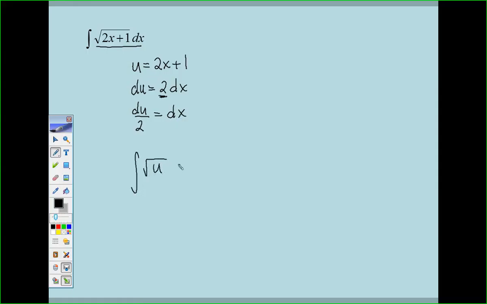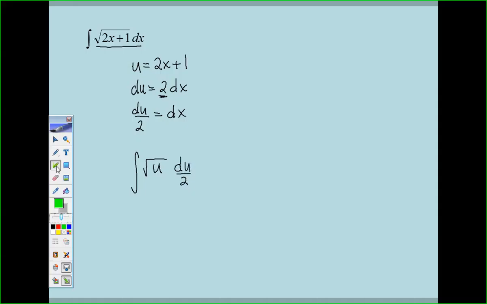So for this one, let's let u equal 2x plus 1. So du would equal 2 dx. And we can see that in our original integrand here, we don't have this 2 that we need to replace, so I'm just going to divide that. And now we're going to rewrite our integral. So we would have the square root of u times du over 2.